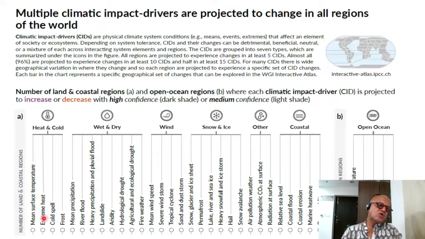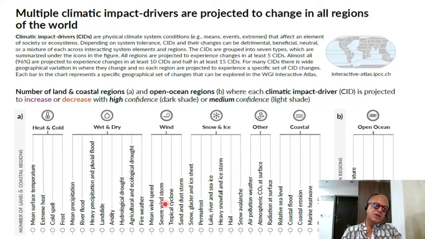So under heat and cold, you have mean sea surface temperature, extreme heat, cold spells, and frost. Wet and dry, of course, will include changes in mean precipitation, river floods, heavy precipitation, and pluvial flood. So rain, rivers, landslide, aridity, hydrological drought, agricultural and ecological drought, and fire weather, right? So these are the climate impact drivers. So the regions will experience, almost all of them will experience at least 5 of these changes. 96% will experience about 10, and half of them about 15.